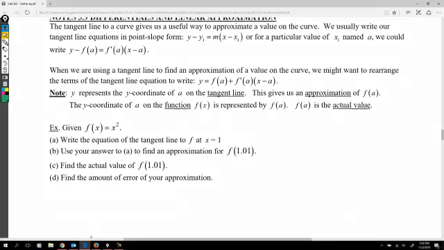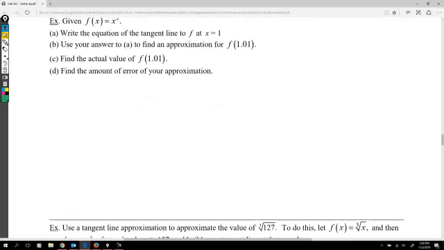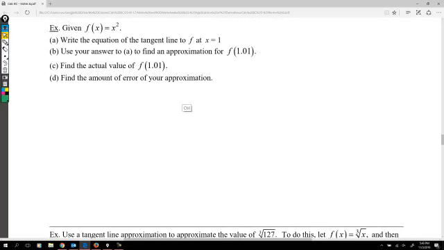Okay, so let's take a look at our first example. We're given x squared, and I want to approximate 1.01. So first, let's get the equation of our tangent line. In order to do that, first I need my coordinate. So I need to find f of 1, which is going to be 1. So my coordinate is (1, 1). Okay, I need my slope, so I need f prime, which is going to be 2x. So f prime of 1 is going to be 2.